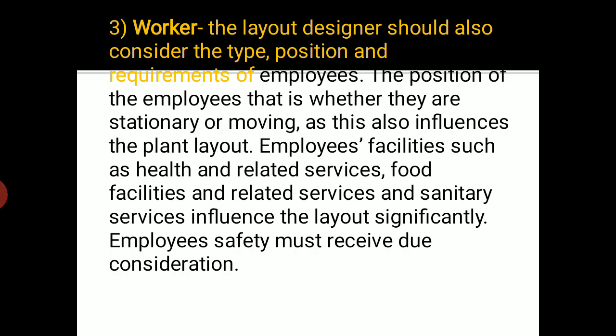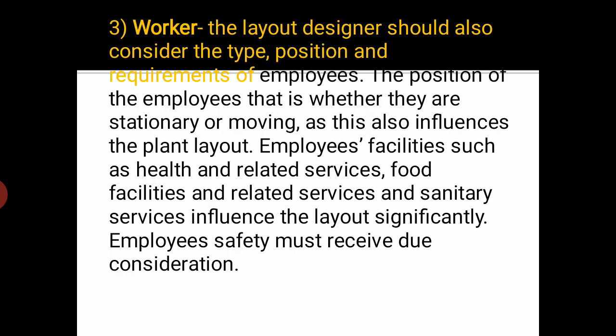Worker means labor. What type of manpower do you require? The layout designer should also consider the type, position and requirement of employees. That means what type of employees do you require, whether you require skilled labor or unskilled labor, right? What type of labor you require, what should be their position, whether they are on the left or on the right of the machine, and what are their requirements to produce the product.